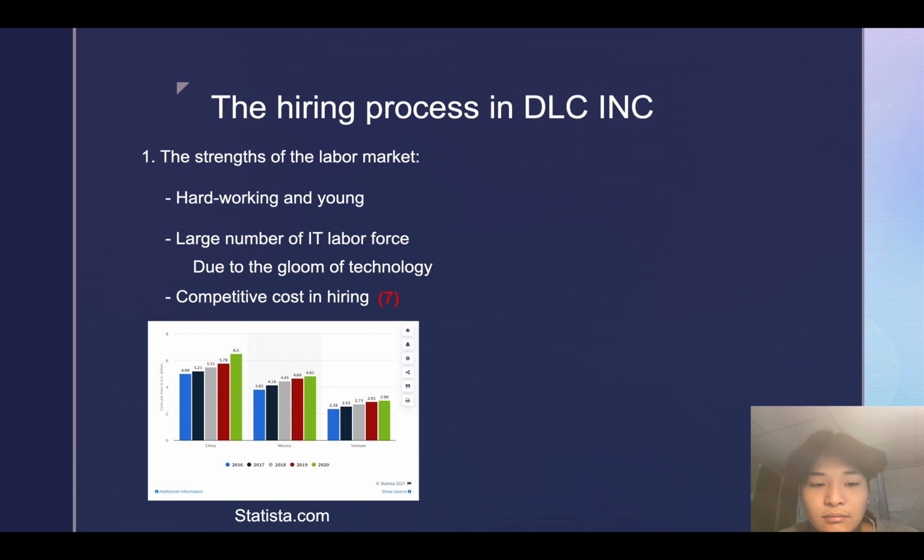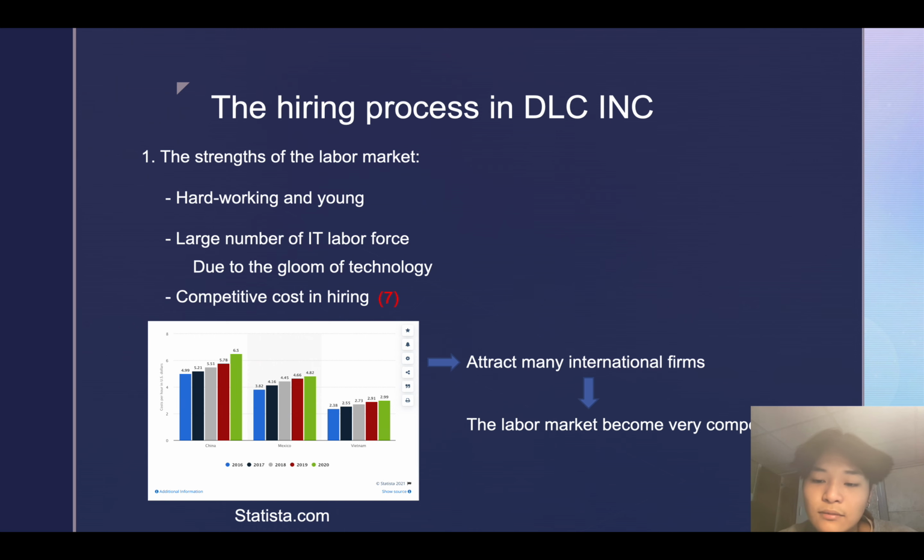And this will attract the international firms, and the labor force will become extremely competitive.